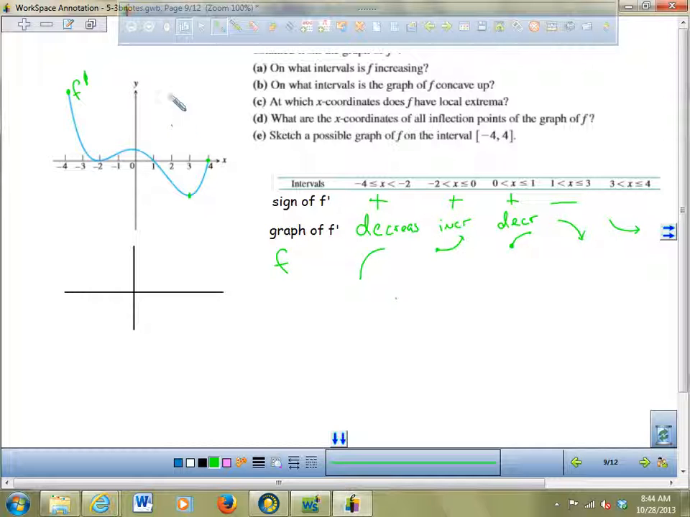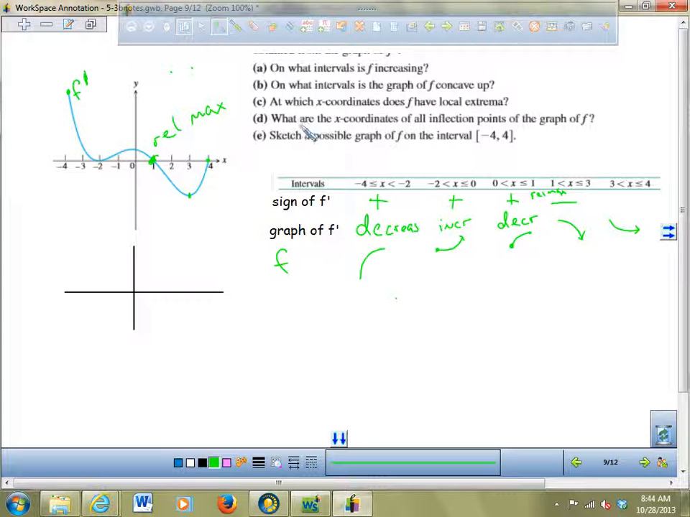So this is conceptually, just right here, I have a relative what? I have a relative maximum on my function. So at 1, I have a relative max, because the slope changes from positive to negative. How do you know it's relative? Because the slope is changing from positive to negative. Okay?